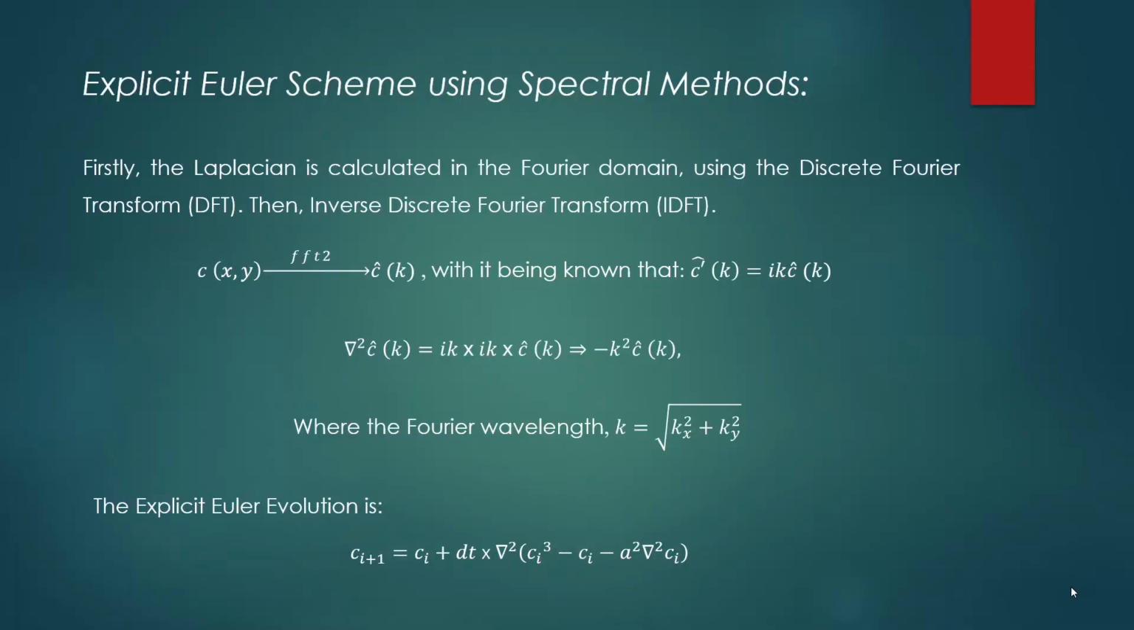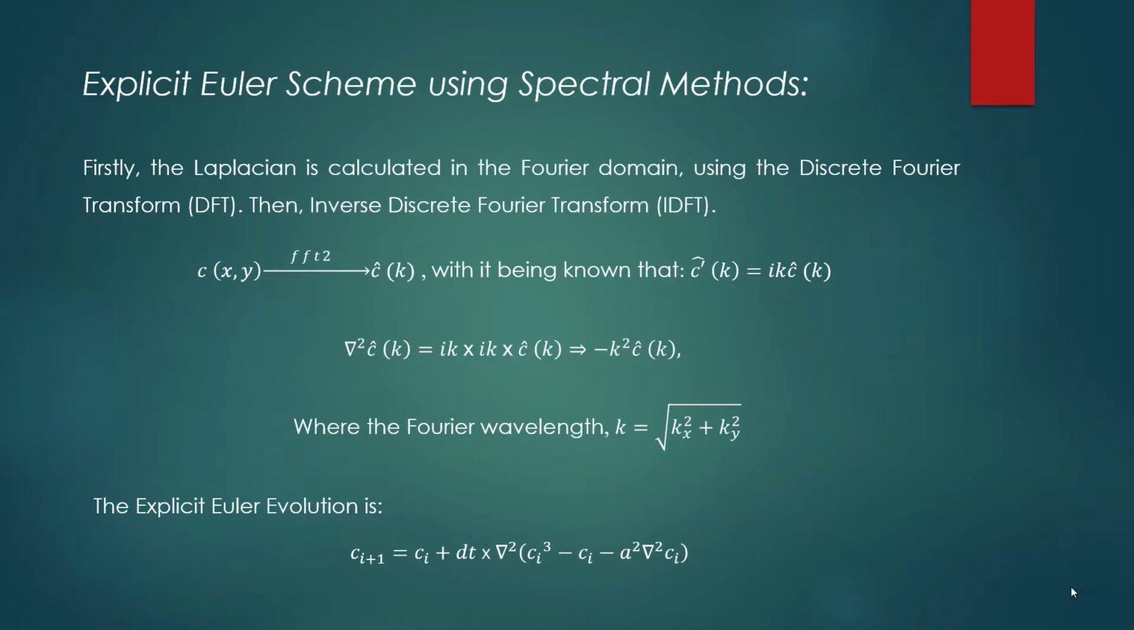So Pranav, what do you think, will using spectral methods be better or not? Yeah, sounds like a good idea. So one of the methods that we did was the explicit Euler scheme using spectral methods. One way of going about it is calculating the Laplacian in the Fourier domain.